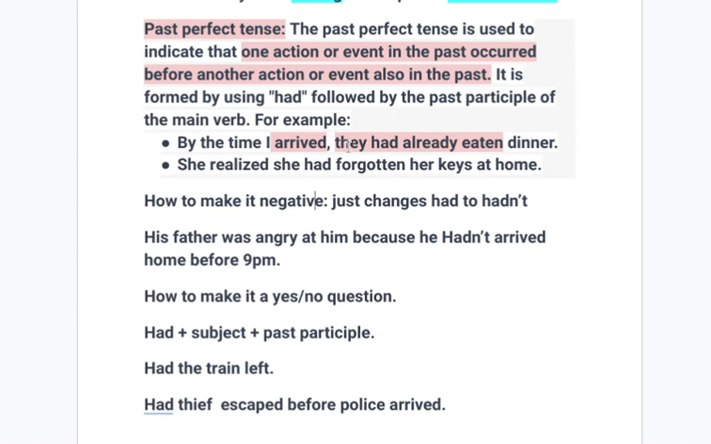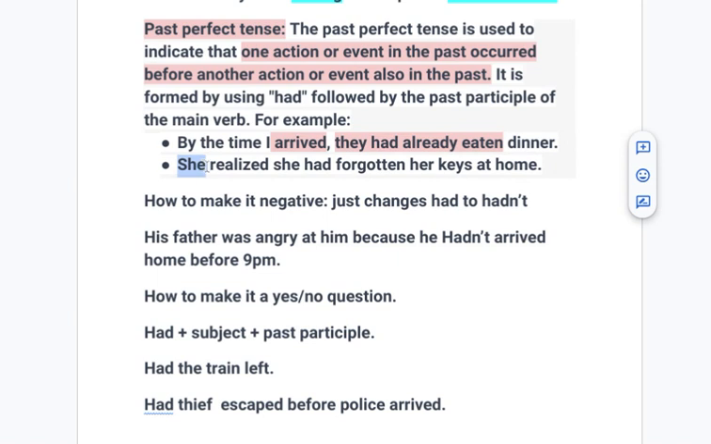So, they is the subject, had, and eaten is the past participle of, yes, you're right, eat. And do you know what is going on in this sentence now? The action or event that happened after any action, before another action. So, you see how it has happened? Let me go to another example of this.